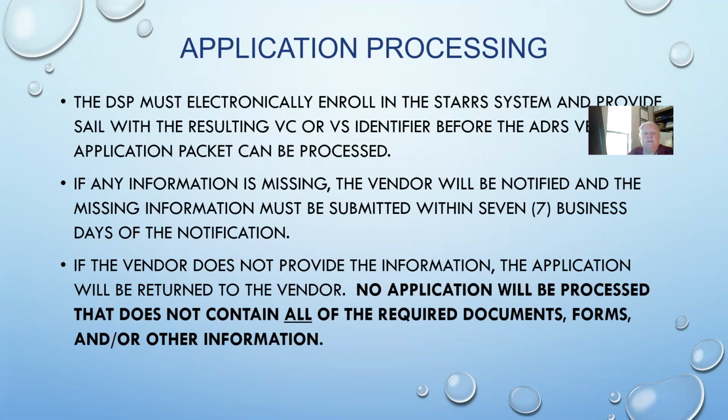The DSP must electronically enroll in the STAR system and provide SEL with the resulting VC or VS identifier before the ADRS vendor application package can be processed. If any information is missing, the vendor will be notified and the missing information must be submitted within 7 business days of the notification. If the vendor does not provide the information, the application will be returned to the vendor. No application will be processed that does not contain all of the required documents, forms, and/or other information.